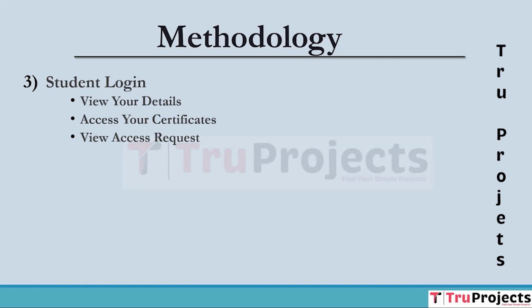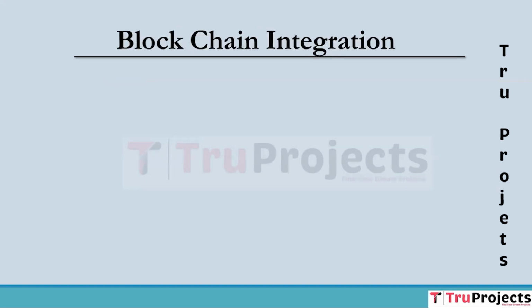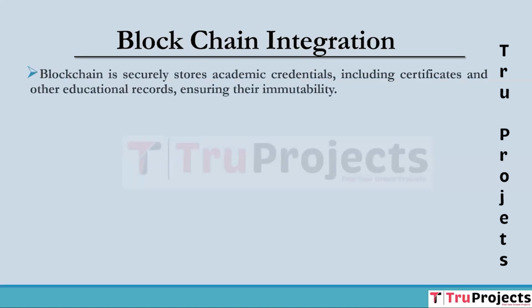The last one is View Access Request. Students can see access requests from companies that want to view their academic credentials. Students have the option to grant or deny these requests, controlling who can access their records. Blockchain integration. The blockchain securely maintains academic credentials, ensuring they remain unchanged, including certificates and educational records.